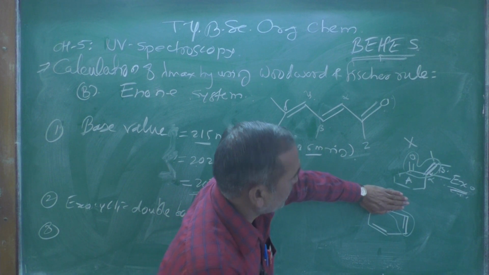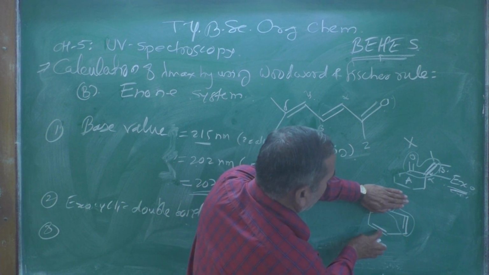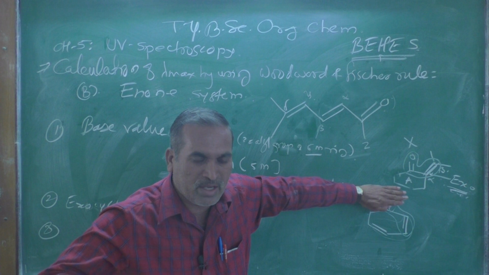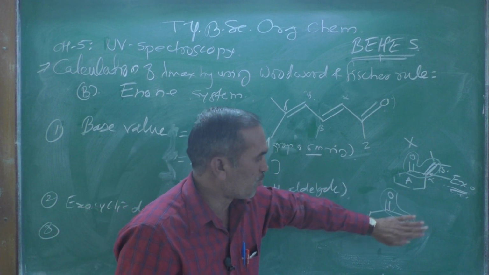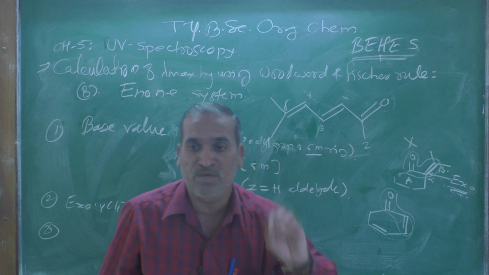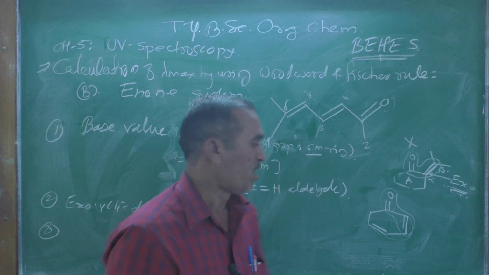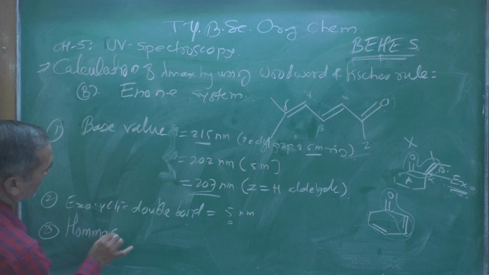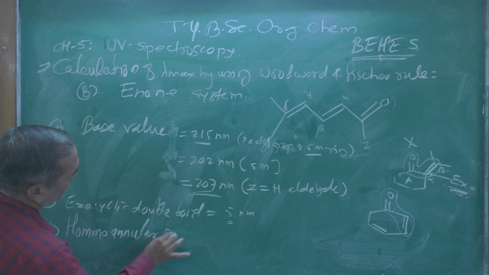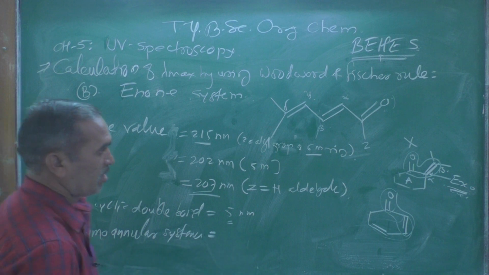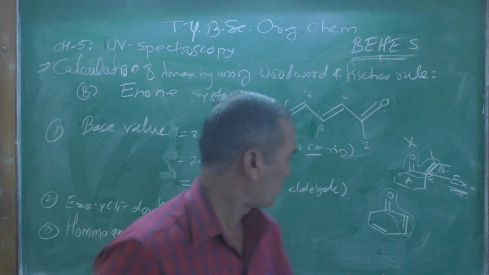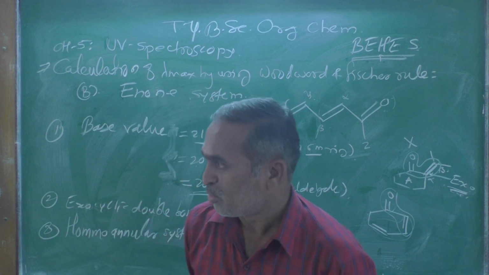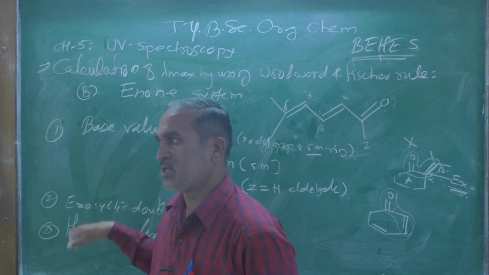Then look at here. Here there is a carbon-carbon double bond, single bond and double bond. Both the double bonds are present in the same ring and they are in conjugation, and therefore that type of system is known as a homoannular system, and a homoannular system is present over there. And once there is a homoannular system, how much to add? You should add 39 nanometer in the base values.